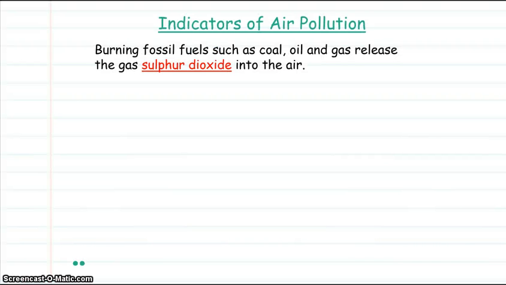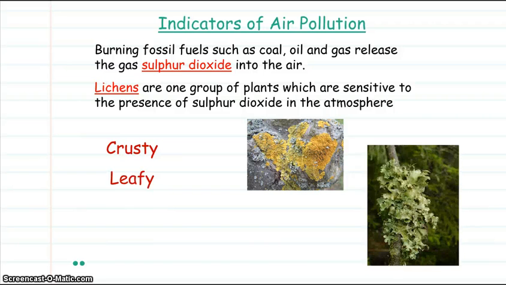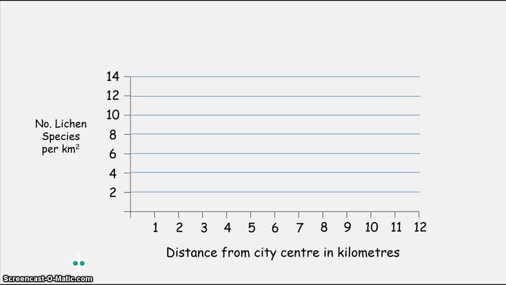Burning fossil fuels, such as coal, oil, and gas, release sulfur dioxide into the air. And lichens are a group of plants that are sensitive to the presence of sulfur dioxide in the atmosphere. There's 3 main categories: crusty, leafy, and shrubby varieties that we find living on walls and off the bark of trees. If we look at the number of lichen species with increasing distance from the city centre, for example, the city centre would be the source of the sulfur dioxide pollution.